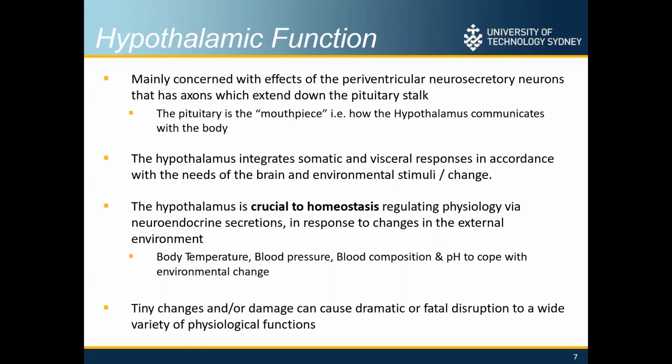In the grand scheme of things, the hypothalamus is crucial for maintaining homeostasis, which regulates our physiology via neuroendocrine secretions in response to changes in the external environment. This includes modification in our physiology, which includes body temperature, blood pressure, blood composition, and pH.